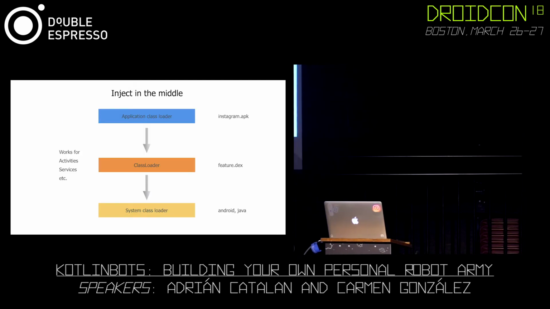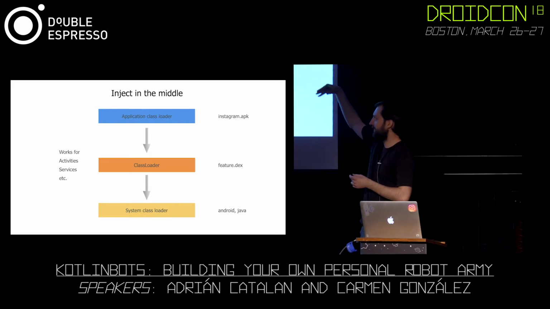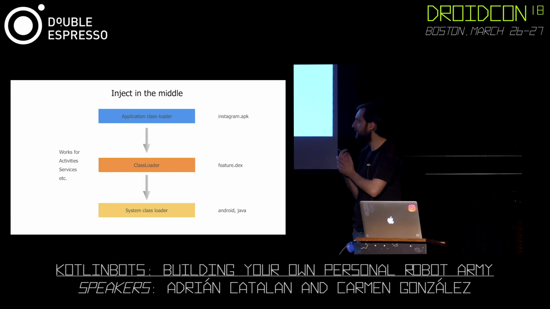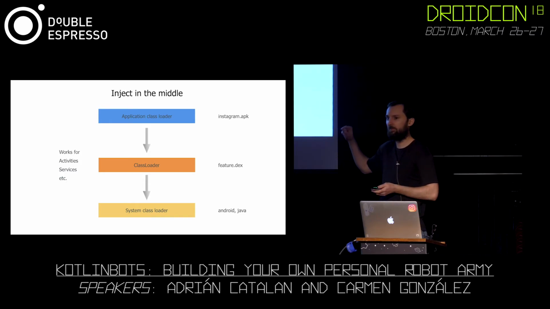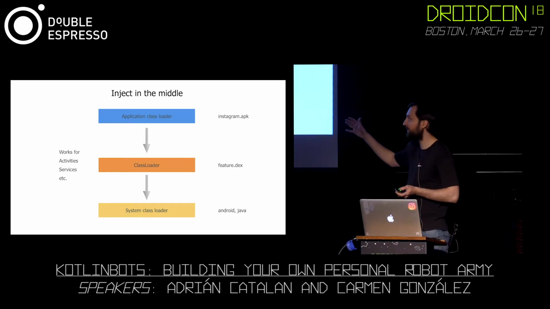Instagram went for a slightly different approach. We injected our class loader in the middle of the chain. This approach also works for activities, services, etc. And it also modifies private fields, but the field that we modify is the parent field, the one that answers what's your parent. Luckily, this field has never changed, so we have only one version.